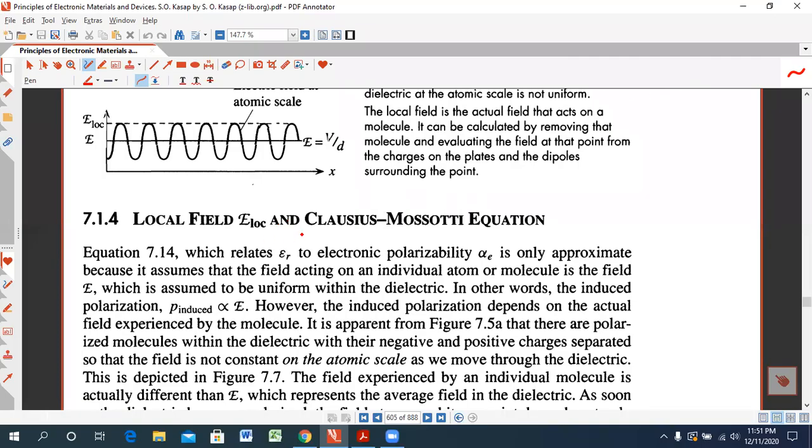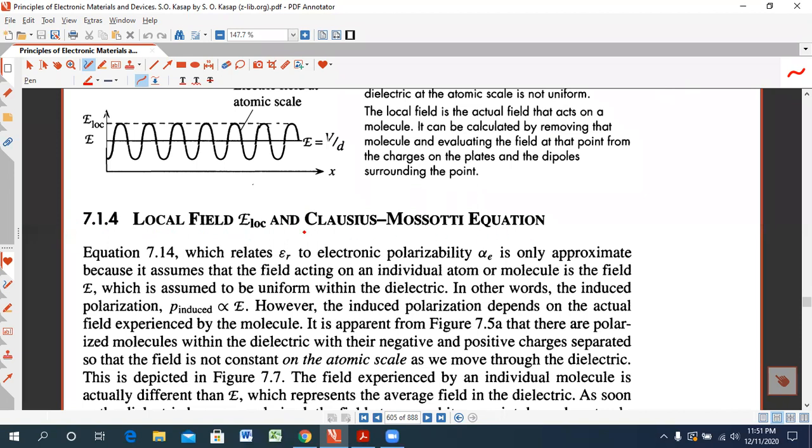Okay, Bismillahirrahmanirrahim. Today we will start from article number 7.1.4. Basically, this is the second lecture after midterm and the 10th lecture. So, in this lecture, we will learn about the local field, E local, and the Clausius-Mossotti equations.